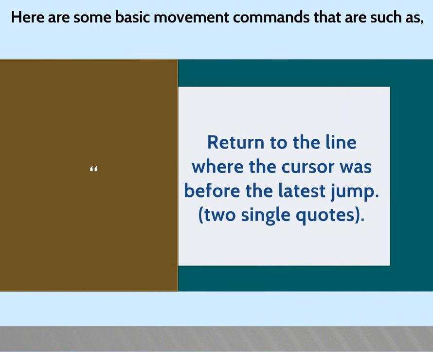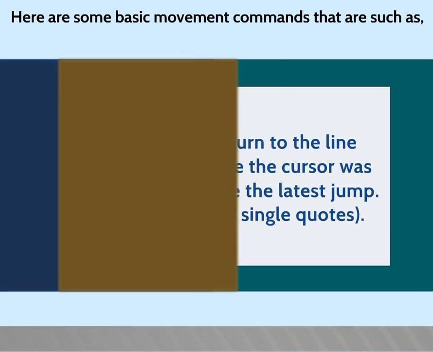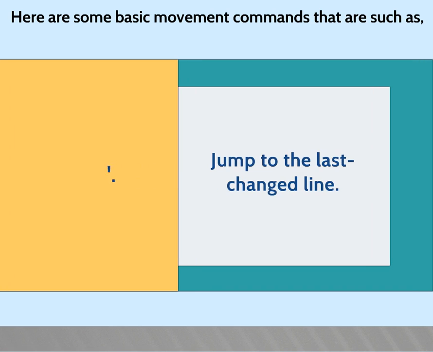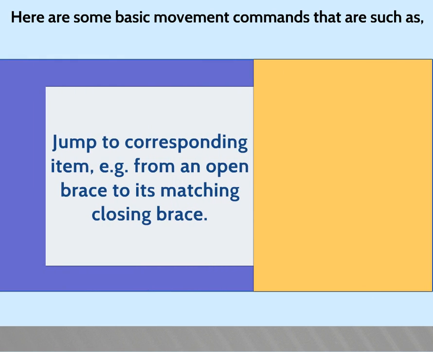2 single quotes. Return to the line where the cursor was before the latest jump. 2 back ticks. Return to the cursor position before the latest jump, that is undo the jump. The back tick is above the tab key on some keyboards. Jump to the last changed line. Percentage. Jump to corresponding item, for example, from an open brace to its matching closing brace.